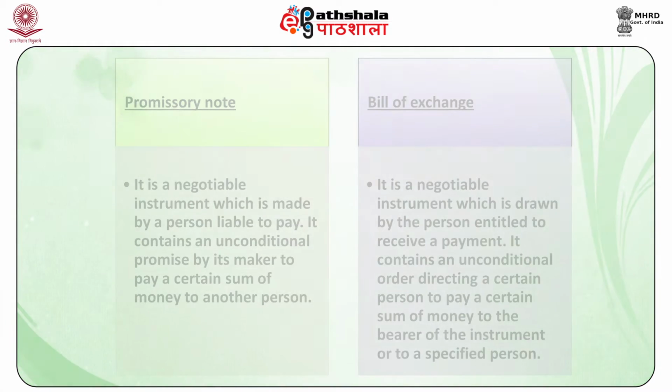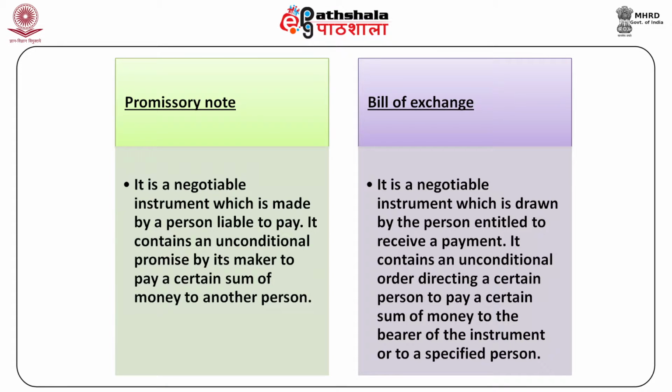Promissory notes. A promissory note is a negotiable instrument which is made by a person liable to pay. It contains an unconditional promise by its maker to pay a certain sum to another person. A bill of exchange is a negotiable instrument which is drawn by the person entitled to receive the payment. It contains an unconditional order directing a certain person to pay a certain sum of money to the bearer of the instrument or a specified person thereof.